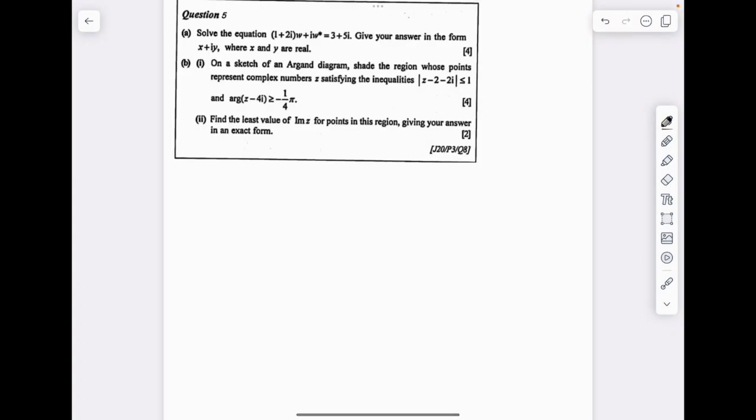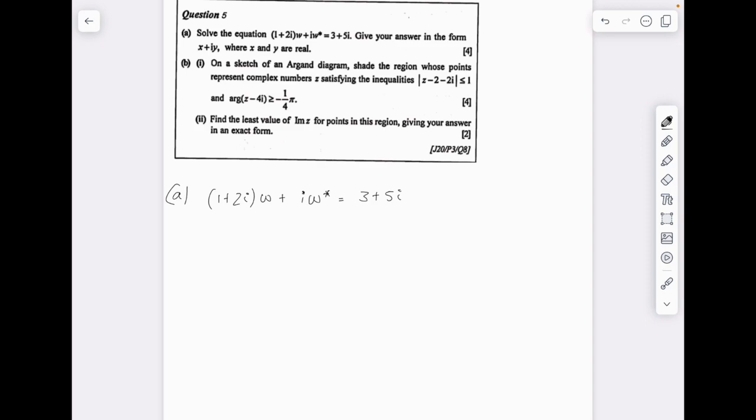Alright guys, now for the next one, question 5. It's asking us to solve the equation (1 + 2i)w + i w conjugate = 3 + 5i, and it says give your answer in the form x + iy where x and y are real. Okay, cool. Firstly, I'm just going to write this out: (1 + 2i)w + i w conjugate is equal to 3 + 5i.